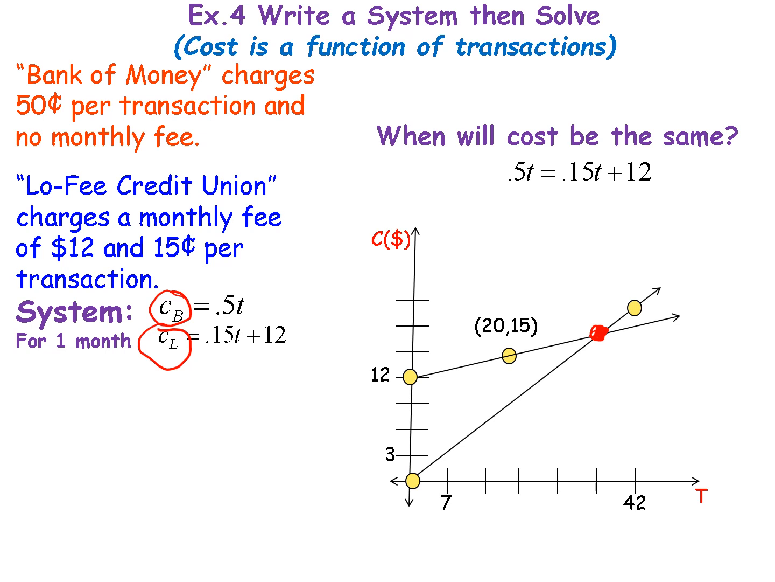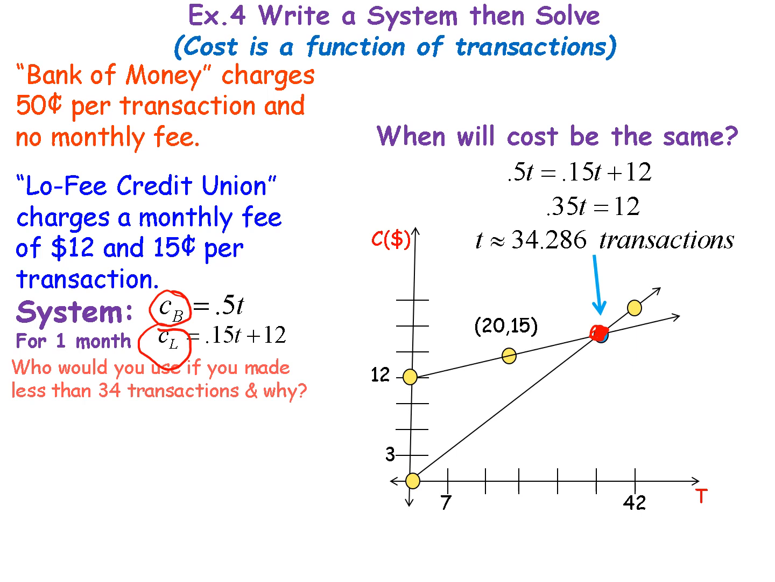I bring 0.15t over and I get 0.35t equals 12, so divided by 0.35 I get about 34.286 transactions. So we're roughly going to say that approximately at 34 transactions, the cost for either bank will be the same. So if you make 34 transactions a month, it doesn't matter which equation you use. So that's when the cost will be the same.